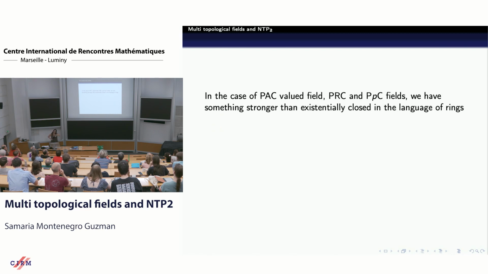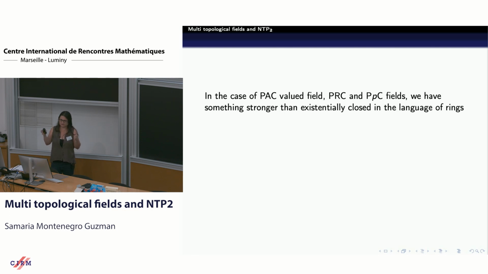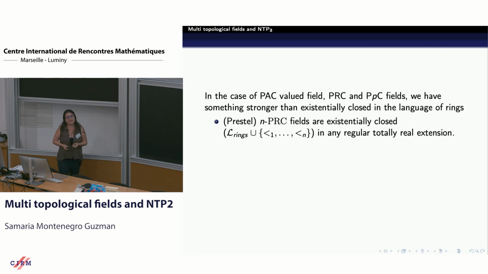Okay, the thing is that if you remember the definition, I just required that the fields be existentially closed in the language of rings in regular extensions. So maybe you can ask for something stronger: can you be existentially closed in the language of the theory T, in a bigger language, okay? In fact, in the case of PAC, valued fields, PRC, and PPC, we have something stronger. In particular for NPRC, you are in fact existentially closed in the language with the n orders in any regular totally real extension.